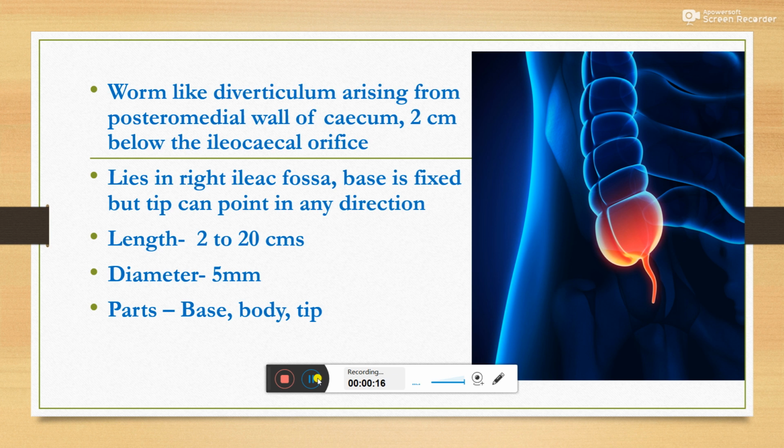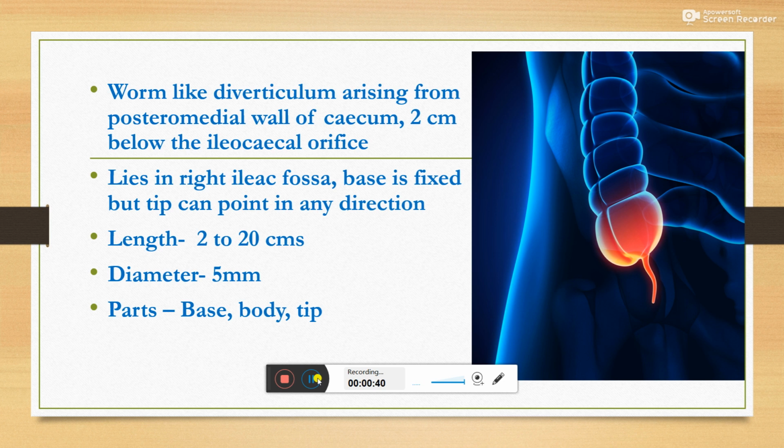So the appendix is a worm-like diverticulum arising from the posteromedial wall of the cecum 2 cm below the ileocecal orifice. It lies in the right iliac fossa. Although the base is fixed, the tip can point in any direction. The length varies from 2 to 20 centimeters with an average of 9 centimeters.